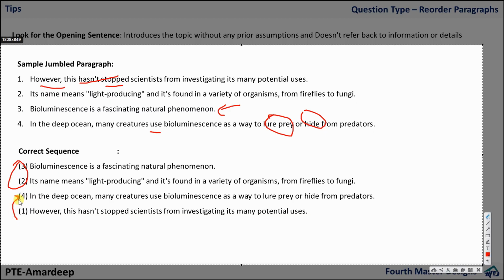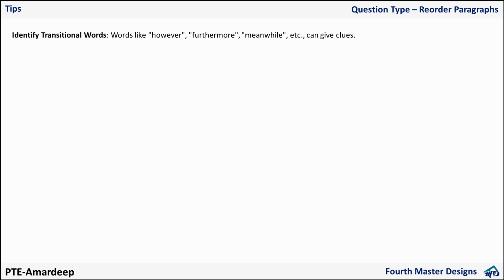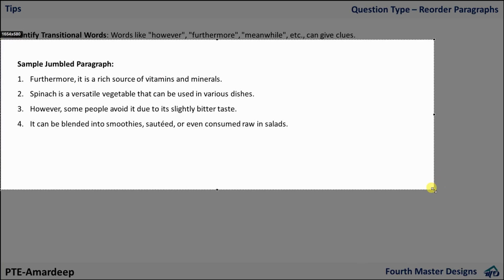Okay, so this is what you need to do first. You need to look for the opening sentence only. Then, guys, the next suggestion is to identify transitional words. That is very, very important. Now, let's understand this with the help of another example. So, what is our first sentence? Furthermore. Now, furthermore is like you are adding something to a topic. So I need to have some sentence before it.